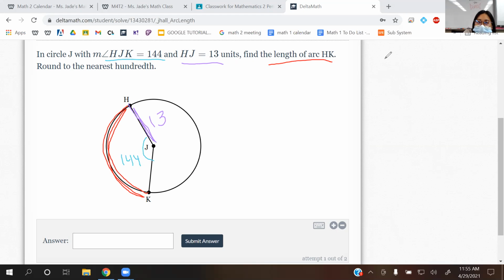Essentially what we have to do here is take this 144 degrees, the measure of the central angle, and then divide it by 360, and then multiply it by the circumference. And circumference, if you remember, is 2 pi times the radius. And in this case, they gave us the radius is 13.